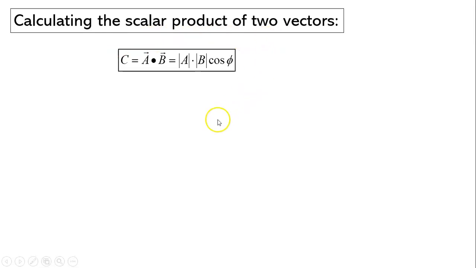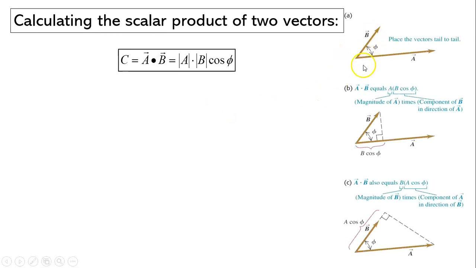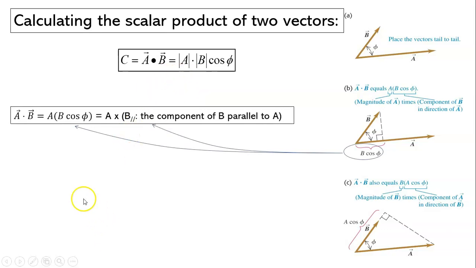Calculating the scalar product of two vectors. So here is the equation. What does this equation mean? Here is a and here is b, so we place b and a together. This is how we calculate the scalar product. When I write this, I can also rearrange it. This is the same as the size of a times b cosine phi.